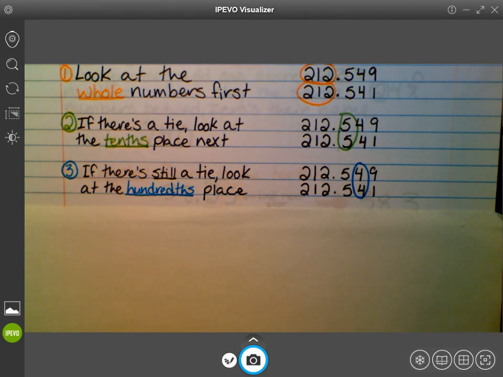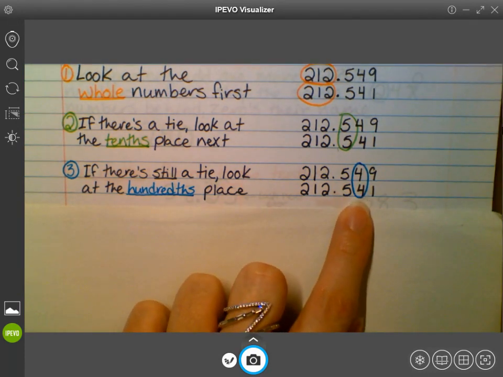All right, so 5th grade, what do we notice with step 3? What are we noticing in that hundredths place? What are we noticing, Michael? It's still a tie. They both have a 4 in the hundredths place.